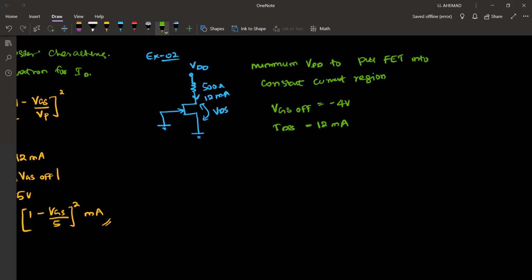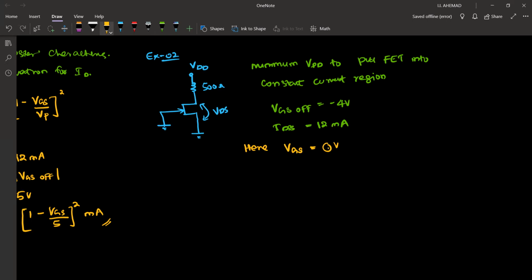Okay, now the current is not given. Only this information is given. We have a 500 ohm resistor and an N-channel JFET. What can you tell about VGS here? Here VGS is equal to 0.